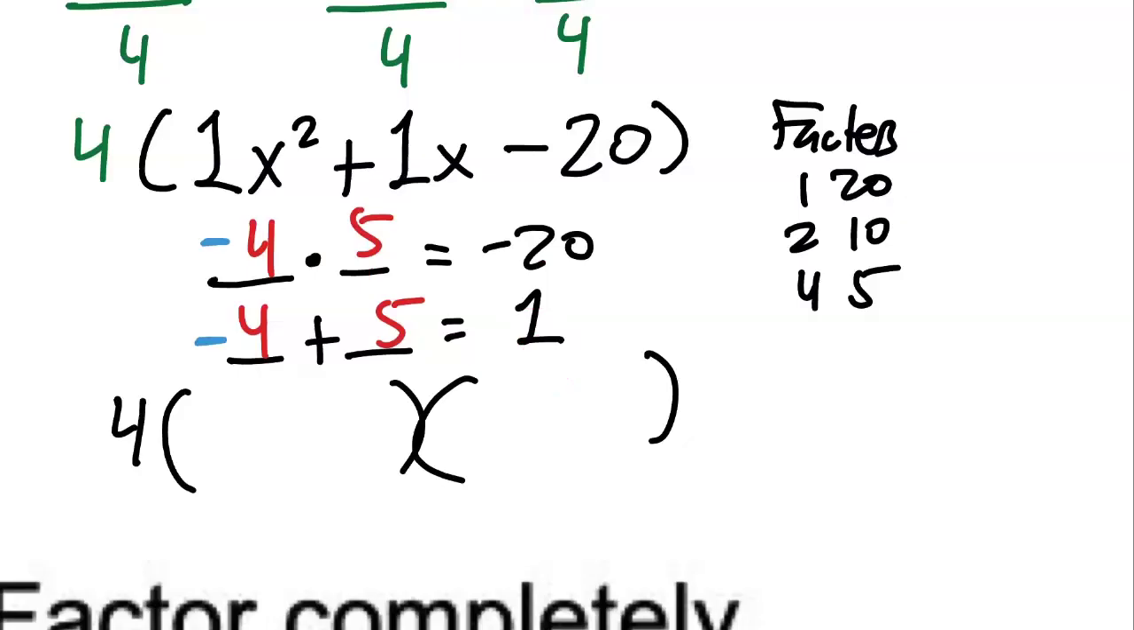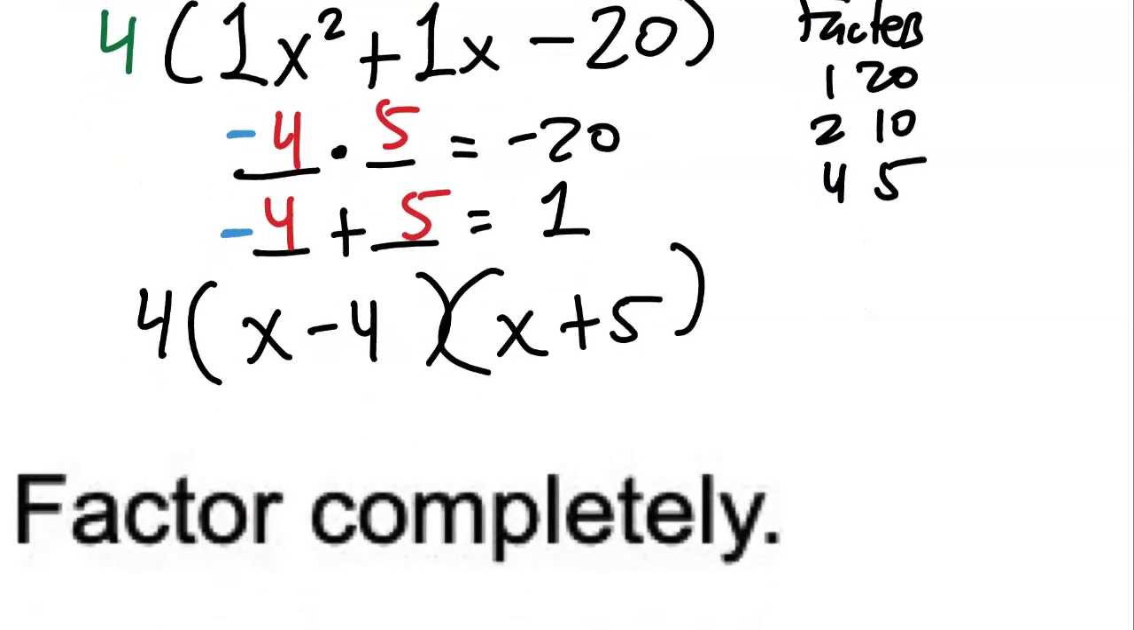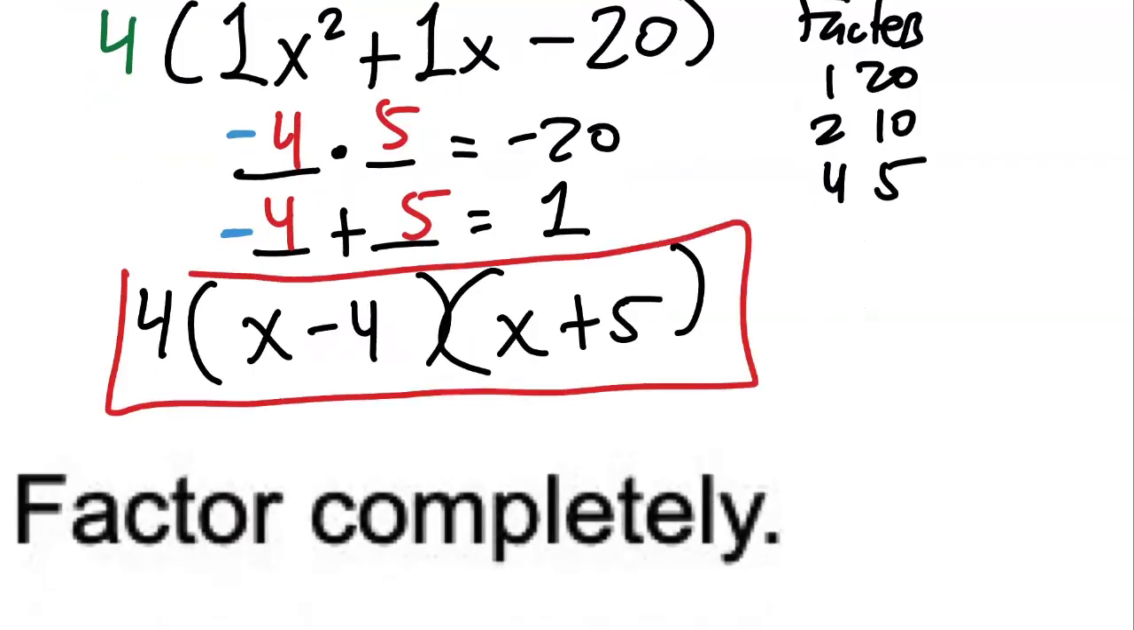So now, what are our numbers? X minus 4, x plus 5. Do I have to divide anything by the last terms of the binomial? No, because we did not multiply. So this is the answer. Exactly, we didn't multiply right there.